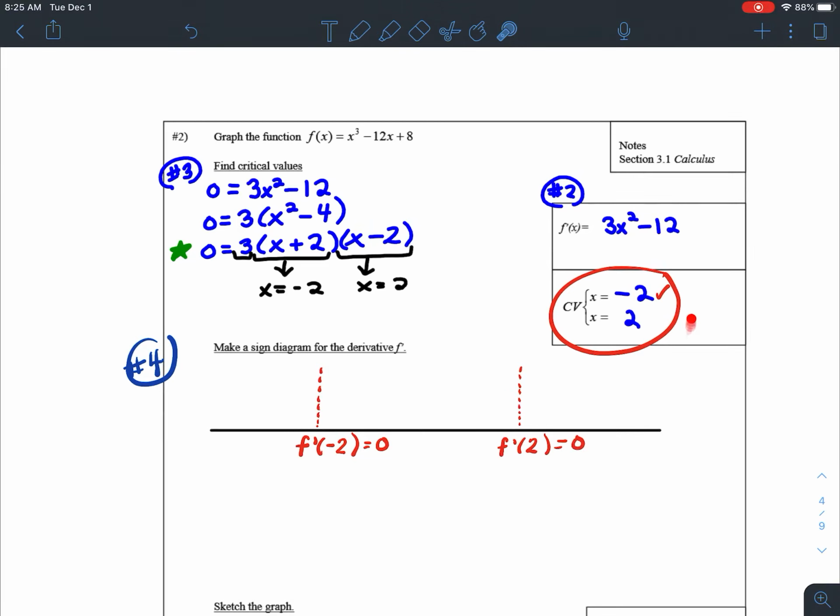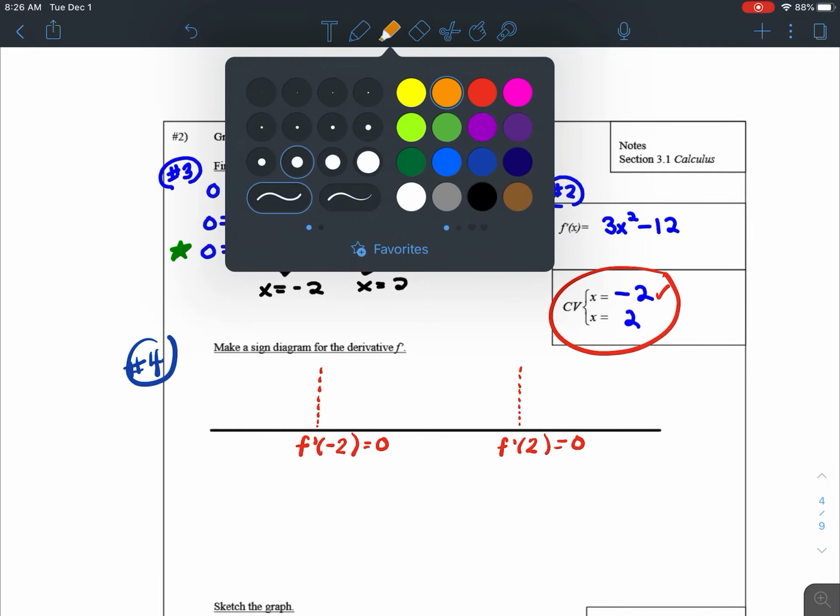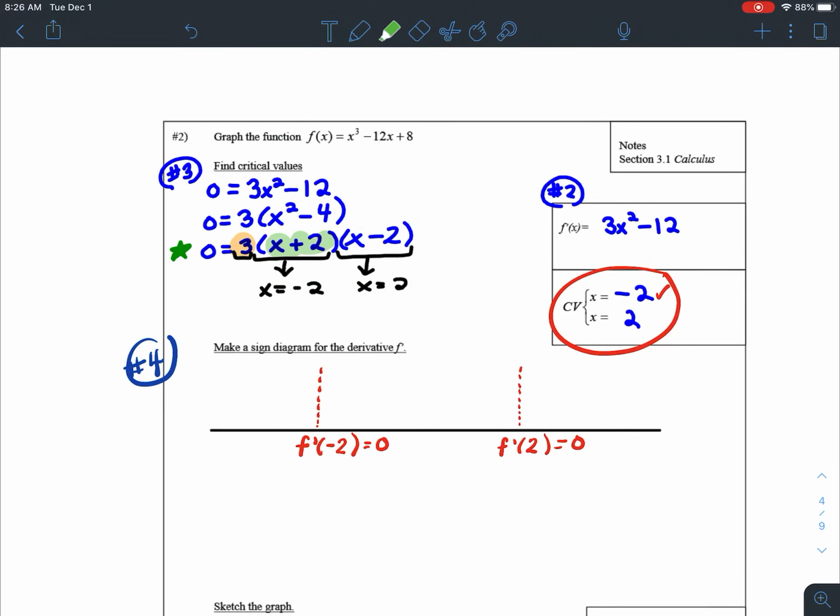Now you can have more than 2 critical values. If you have 3 critical values, then you would draw another dotted vertical line here. Okay, so I've got essentially 3 different sections here for my derivative. And you'll notice I put a star here next to where my derivative was completely factored. And I'm going to highlight here, I have 1, 2, 3 different factors in my derivative.